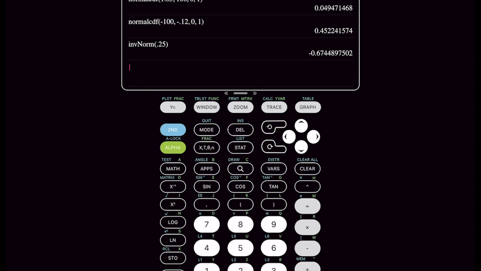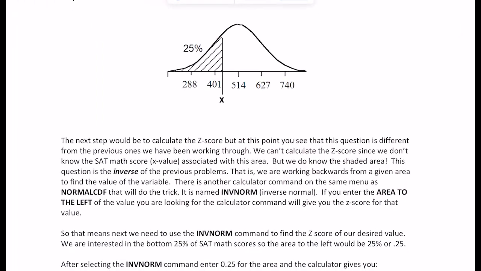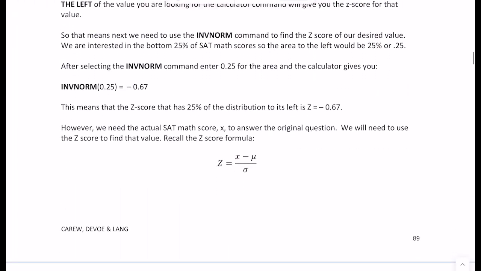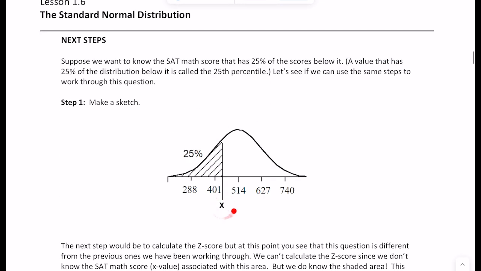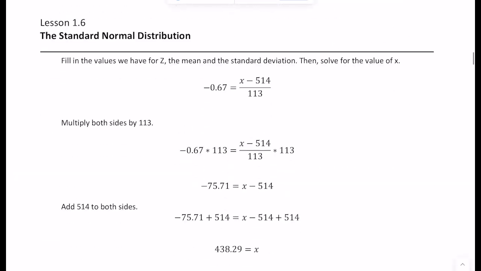That's not the actual cutoff score. So I can use that though to find the cutoff score. So remember that the z-score formula is x minus mu over sigma, or value minus mu over sigma. Remember, I'm looking for x, or the value. So I'm trying to find what is that value right there, what number will go there. So if I plug everything into that formula, I have negative 0.67 equals x minus 514 over 113.